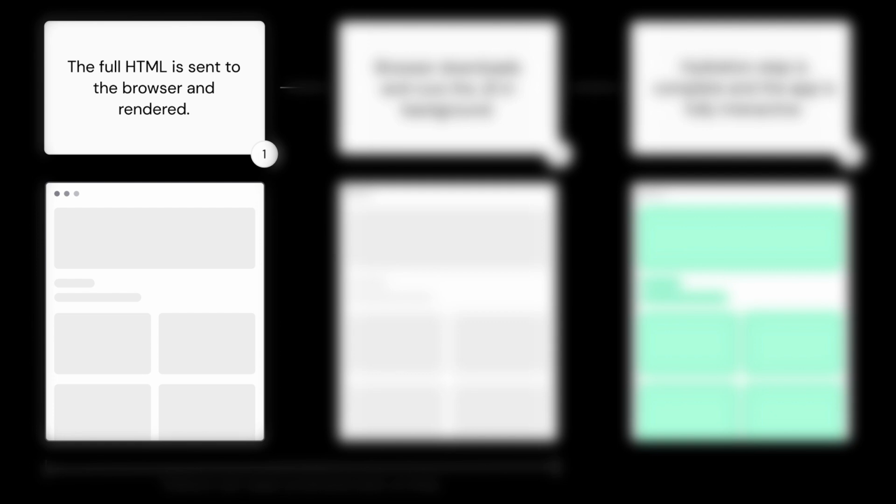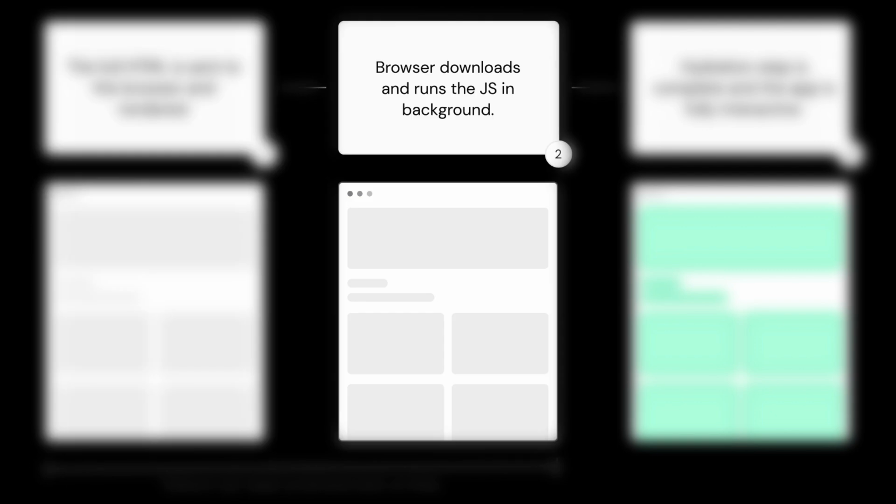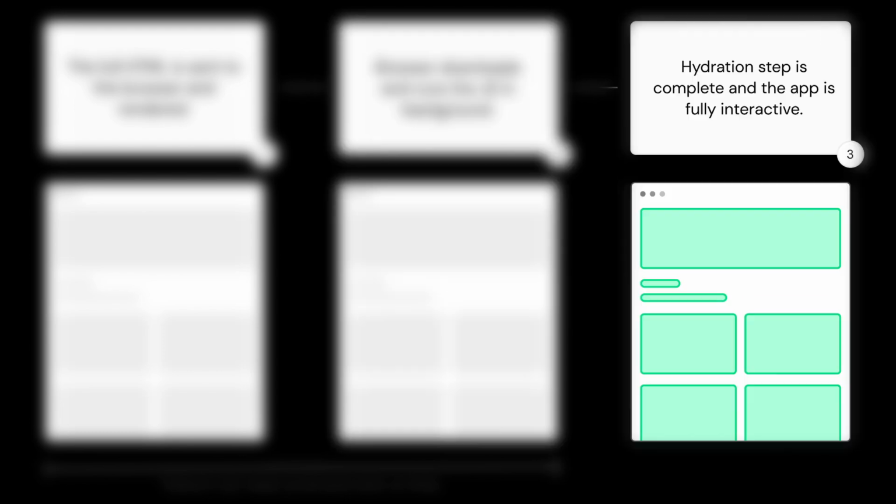When you first visit a site in universal mode, the full HTML is sent to the browser and rendered right away. The website then downloads all the JavaScript in the background, although the website may not be completely interactive yet. After the JavaScript is completely downloaded, or you could say hydrated, the step is complete and the app is fully interactive at that point.